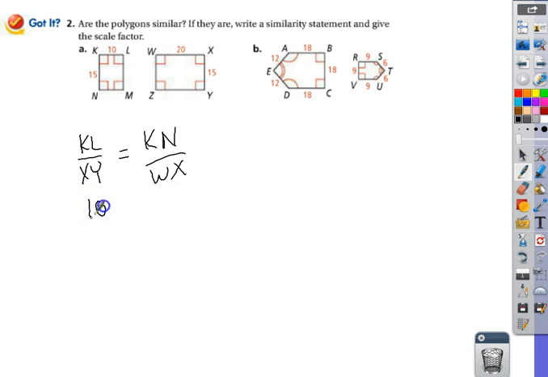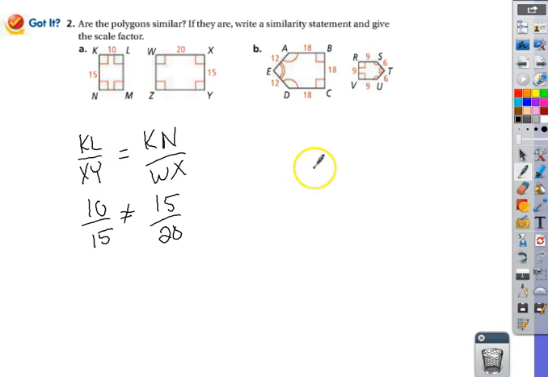So that would be 10 over 15, and 10 over 15 does not equal 15 over 20. One is 3/4 and one is 2/3. But you need to make sure that you're at least setting it up right. Does that make sense? So these are not similar.